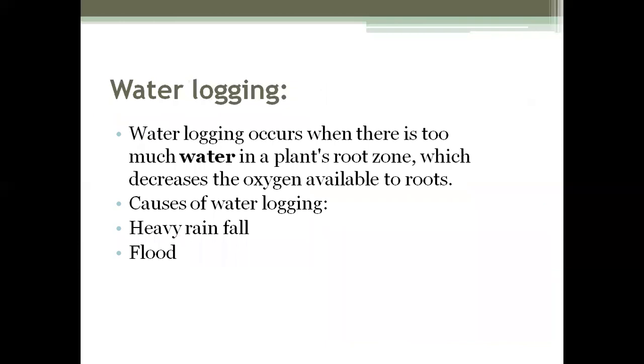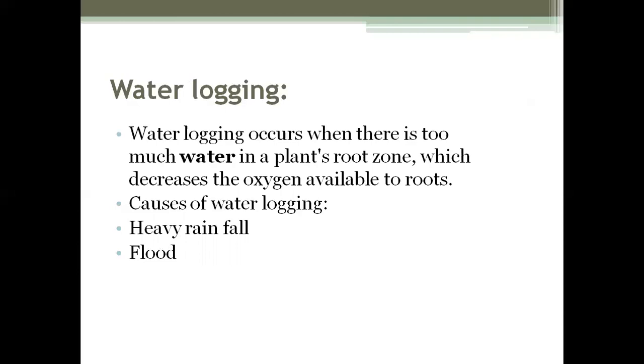Okay, then another factor that affects agriculture is water logging. Water logging occurs when there is too much water in a plant's root zone, which decreases the oxygen available to the root. And the causes of water logging can be heavy rainfall, flood, when water stays for a long time over some area, so it makes the soil waterlogged.